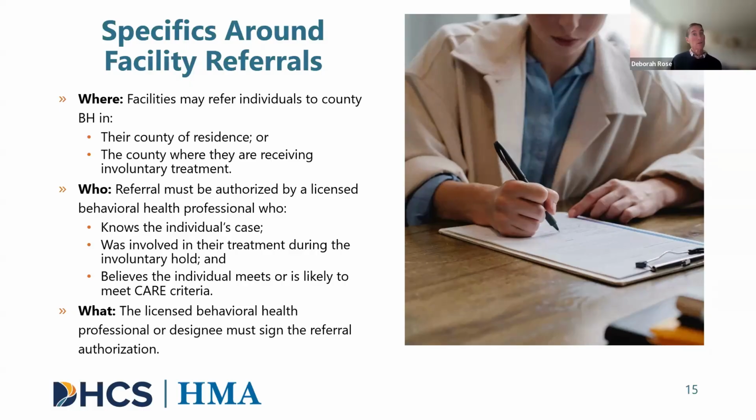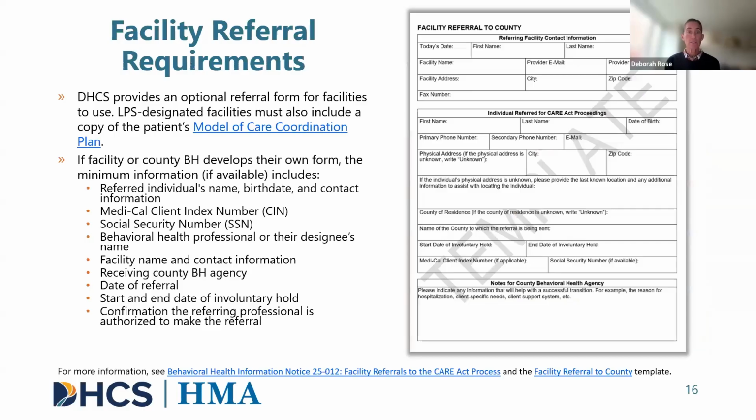So you might ask yourself, how are those referrals being made? DHCS has developed a form. I think we could bring it up now to show you what that form might look like. It's part of BHIN 25-012. Essentially, this asks facilities to provide information to support a petition along with a copy of the individual's model of care coordination plan. And there are some links in our deck. Again, you can find those live links if you come onto our website, and they're listed below.